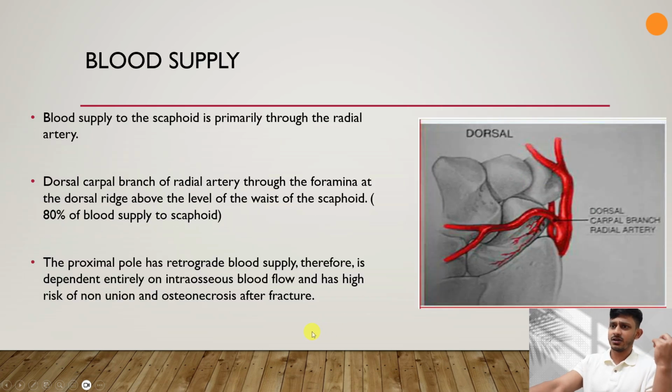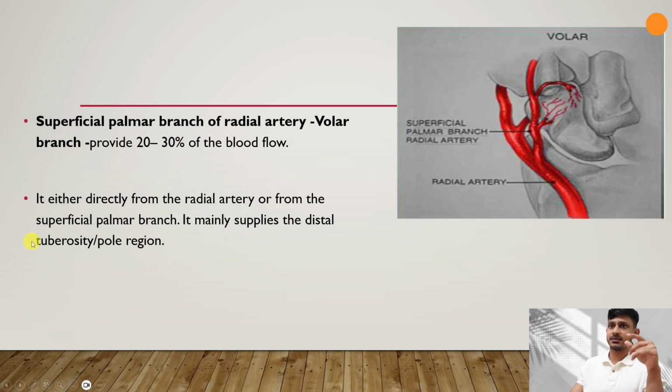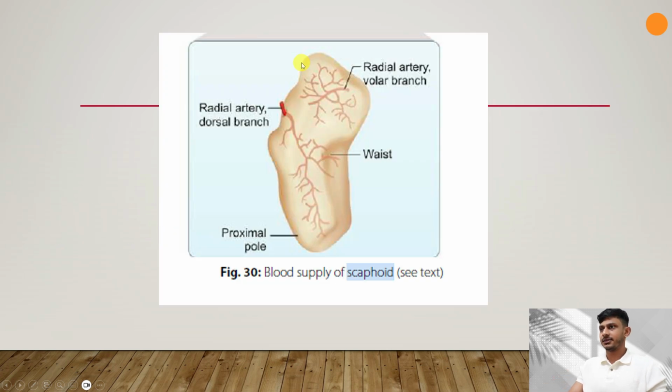So in addition to the dorsal carpal branch of the radial artery, which provides 80% of the blood supply, there's also a superficial palmar branch of the radial artery, which comes volarly. As you can see, it supplies only the distal portion and the tubercle. So distal pole and tubercle, and provides 20 to 30% of the blood flow. It either comes directly from the radial artery or from the superficial palmar branch, but usually from the superficial palmar branch of the radial artery. So as you can see here, the superficial palmar branch supplies this region, which is the tuberosity and the distal pole area, and also supplies the waist a bit with these small branches coming through.